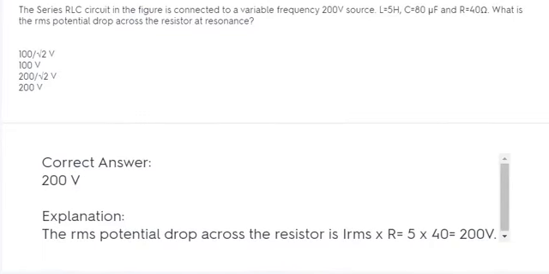The series RLC circuit in the figure is connected to a variable frequency 200 V source. L equals 5 H, C equals 80 µF and R equals 40 ohms. What is the RMS potential drop across the resistor at resonance? 100 V, 200 V. Correct answer: 200 V. Explanation. The RMS potential drop across the resistor is I times R equals 5 x 40 equals 200 V.